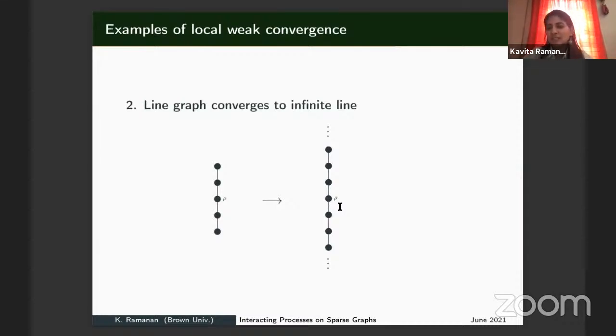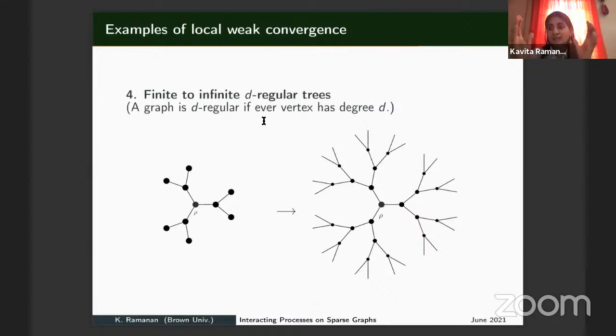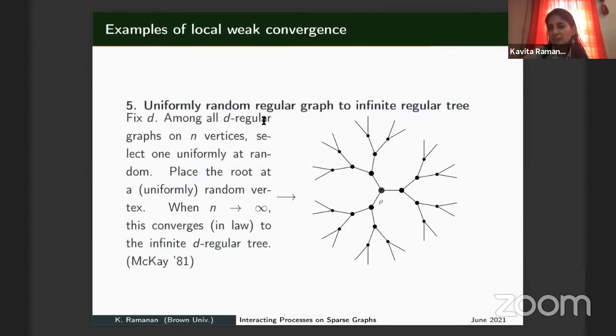A line graph obviously converges to the infinite line. A half line graph converges to the semi-infinite line. These are not at all surprising. And then a finite regular tree will converge to the infinite regular tree, right? Maybe the first example which is not completely obvious is the D-regular graphs. Remember, the uniform random regular graph is just: fix a D, and among all D-regular graphs on n vertices, you select one uniformly at random, and then you place the root at a uniformly random vertex. And then as n goes to infinity, it still converges to a D-regular tree.